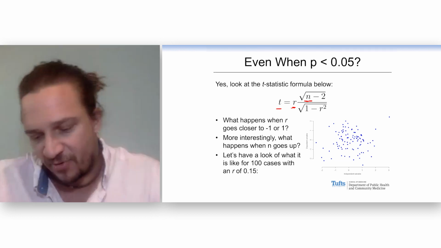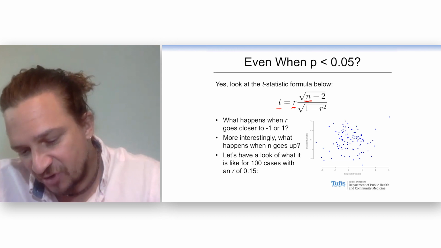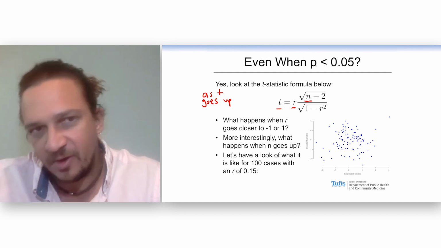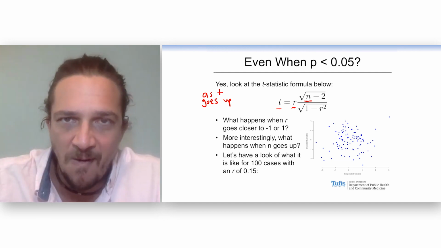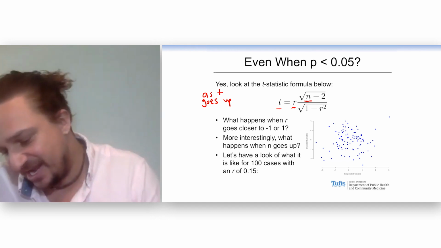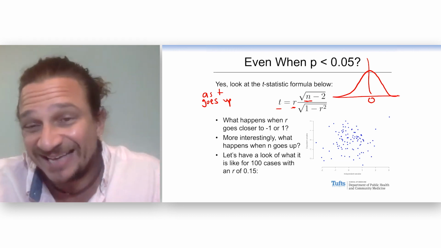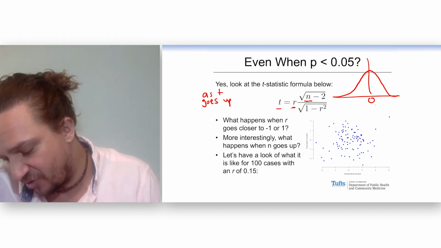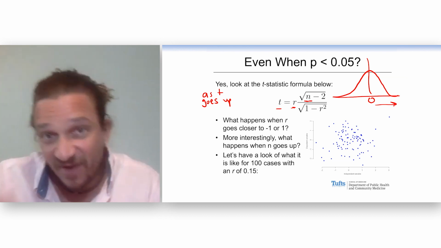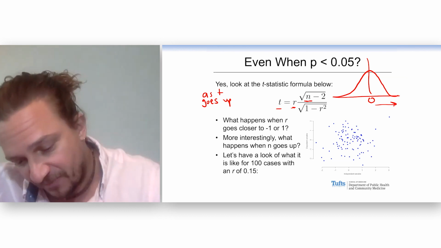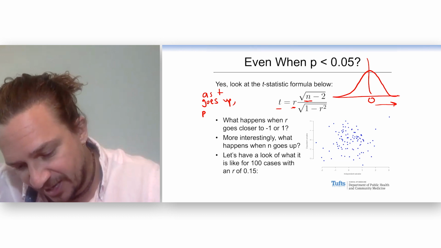Now, remember, as T goes up, what happens to P? Well, as T goes up, remember, here's the distribution of T if the null is true. As T goes up, you're moving further and further out here, and your p-value is getting smaller and smaller. As T goes up, P goes down.